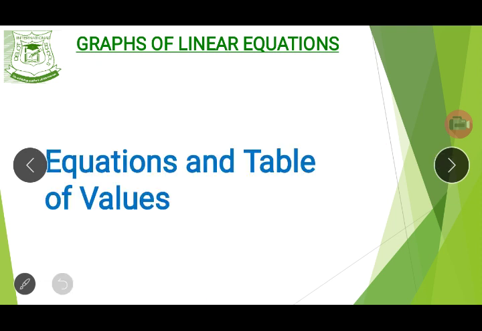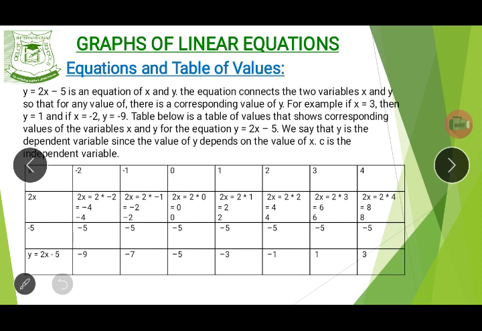And then we looked at equations and tables of values. Now, if you remember this table of values that I gave you in your previous class, this is a table representing a particular equation that you see here. This equation, y equals 2x minus 5, right? It's an equation of x and y. Now the equation connects the two variables x and y so that for every value of x there is a corresponding value for y. Okay, sorry, I forgot to write x here. For every value of x there is a corresponding value for y.